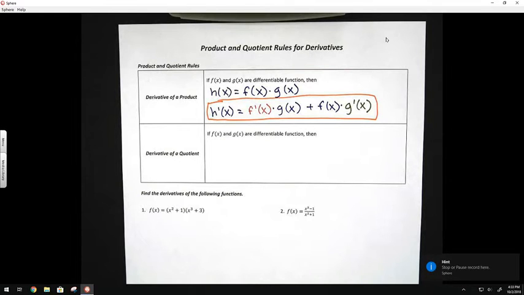Okay, hey guys. So this video is about the product and quotient rules. We just finished talking about the chain rule, and now we're on to our product and quotient rules.